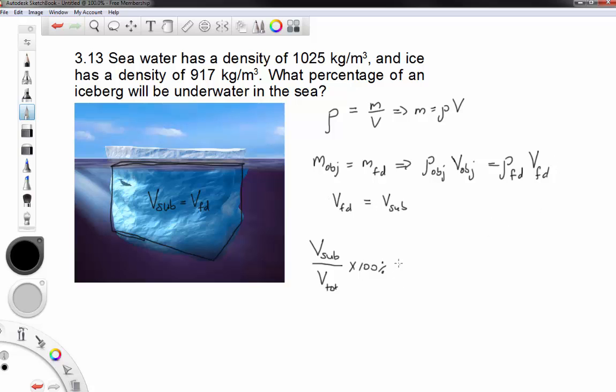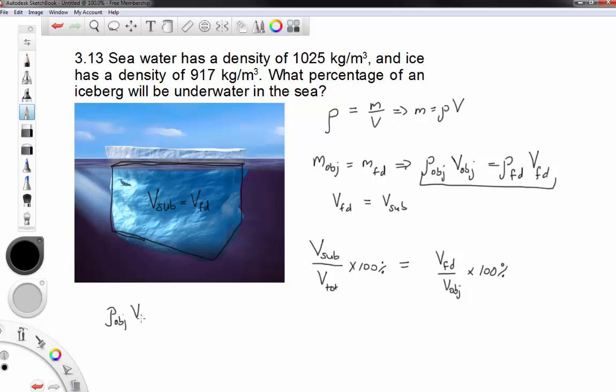That's just how you find the percentage. And since the submerged volume is equal to the volume of the fluid displaced, we can also say that this is volume of fluid displaced over volume of object, because the total volume is just another word for the volume of the object, times 100%. So looking up here, I notice that we can get an equation that looks like that from just these.